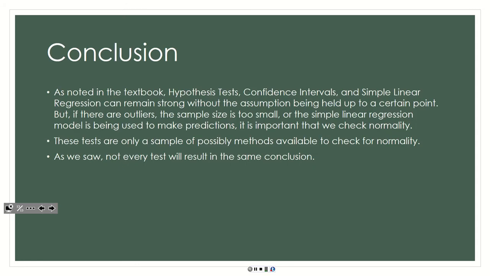So in conclusion, as noted in the textbook, the hypothesis test and confidence interval in simple linear regression can remain strong without having the assumption of normality. But if there are outliers in your data, or if the sample size is too small, or if you're trying to predict with your model, then it's really important to make sure that the normality assumption does hold. And again, there are more ways that you can test for normality, but this is just a sample of them. And as we saw, not every test will result in the same output depending on what the sample looks like.